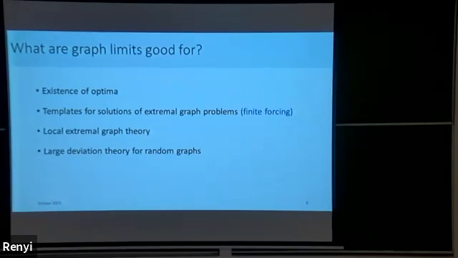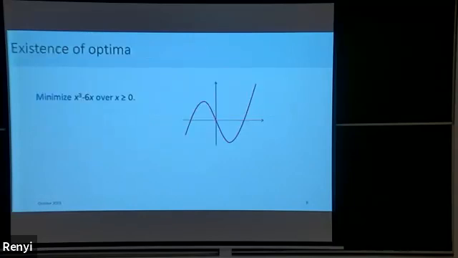So let me start with showing you some applications of graph limit theory, in fact, in the dense case. So I will talk about the existence of optima, some very strange results about finite forcing, about the local extremal graph theory, and an application in probability theory. So this is really just the motivation of much of what I will talk about in the sequel.